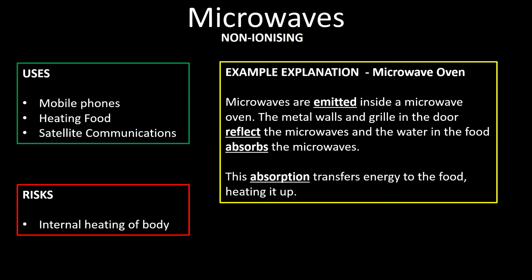An interesting other point to note here, of course, is that the door reflects microwaves, but the reason it's a grill is so that you can actually see inside the oven. So that door is reflecting microwaves, but transmitting visible light at the same time. So we can see that different materials will affect different parts of the spectrum in different ways.